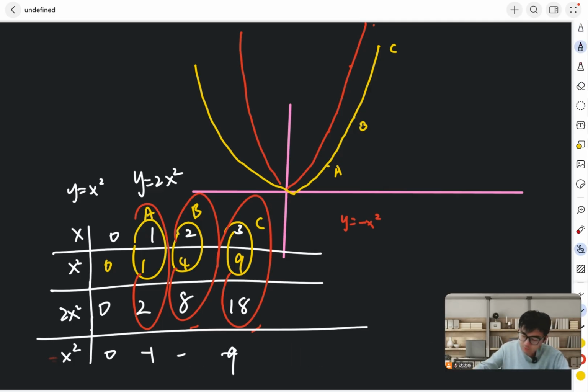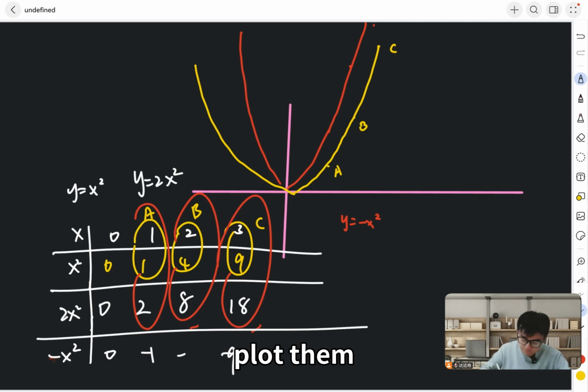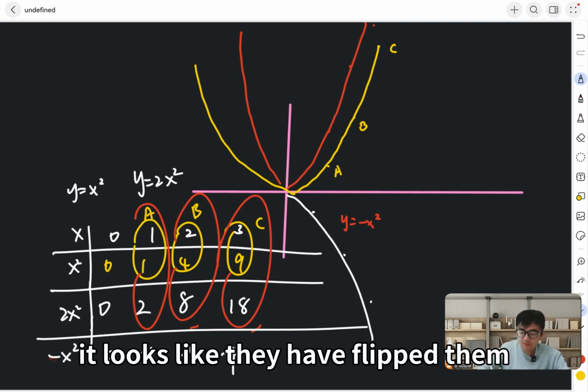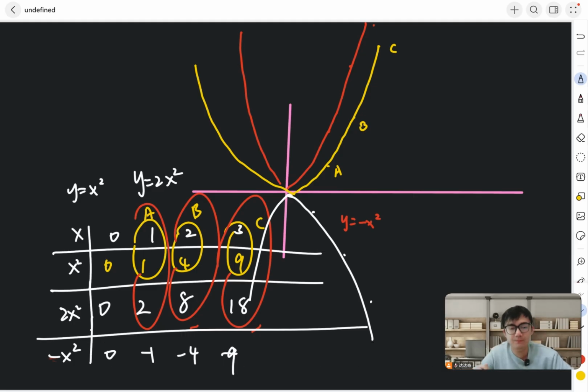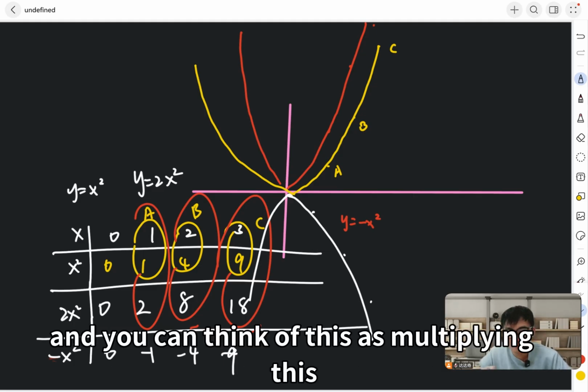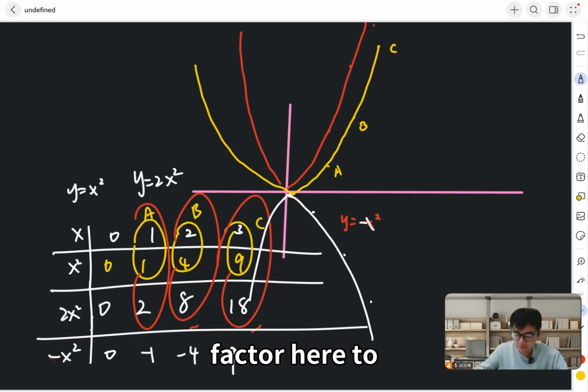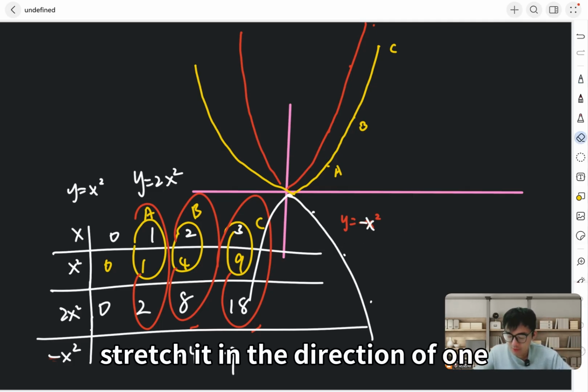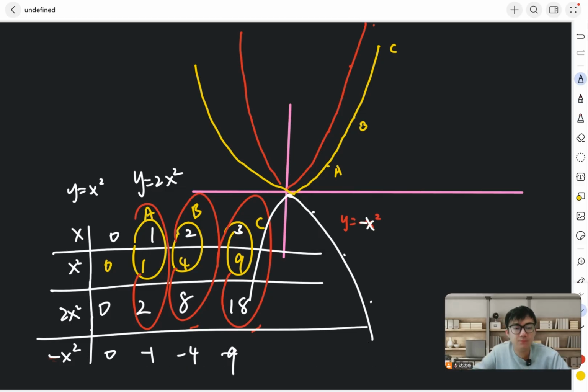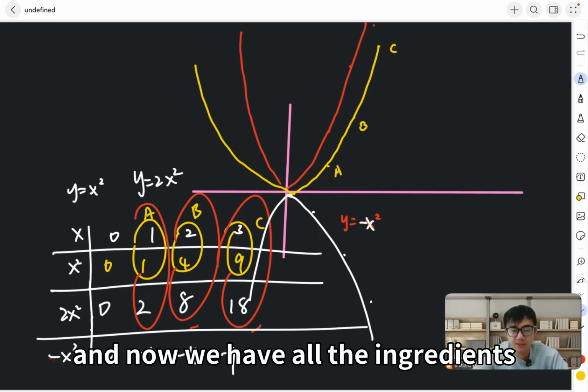And when you plot them on the graph, it looks like I have flipped them. You can think of this as multiplying by this minus factor here to stretch it in the direction of minus 1. And now we have all the ingredients.